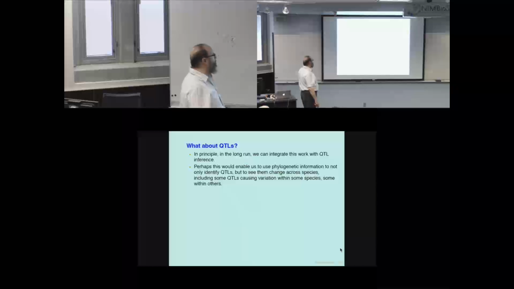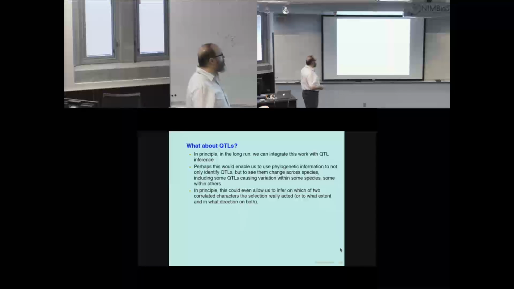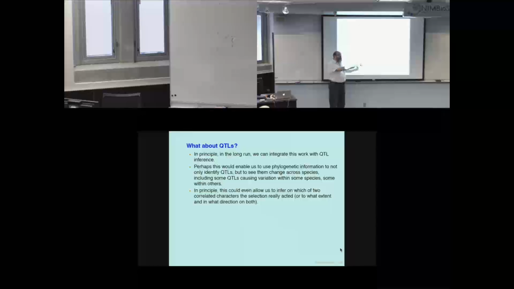You would see, by the way, if you could get to QTLs, that you could see them change across species, including some QTLs causing variation within some species, but then not causing variation within other species. In principle, the interesting thing when you start thinking about QTLs is there are ways that you could actually answer the question that we now think we cannot answer in principle when we see change in 2 characters that are genetically correlated with each other. Which one is under selection?